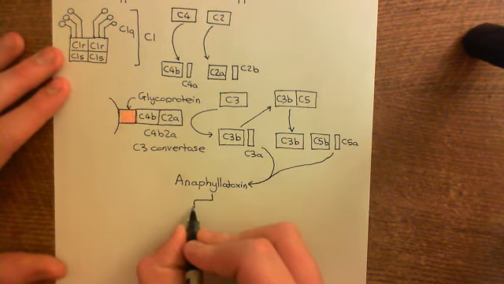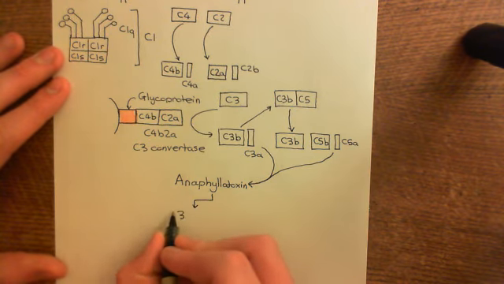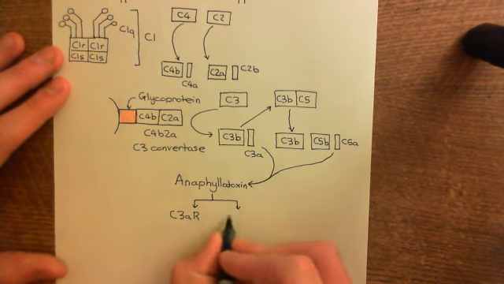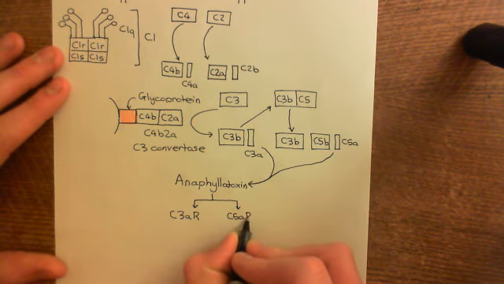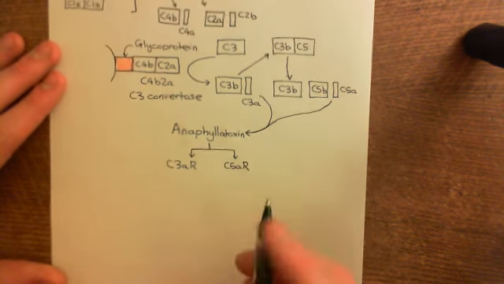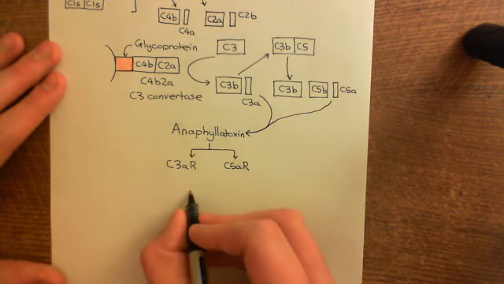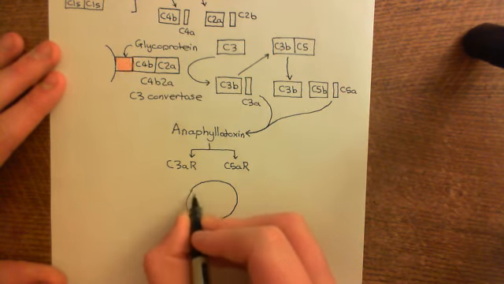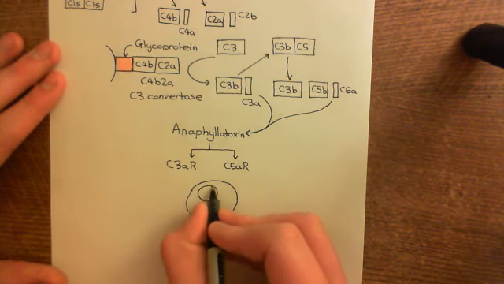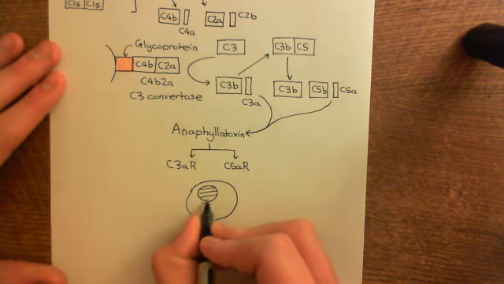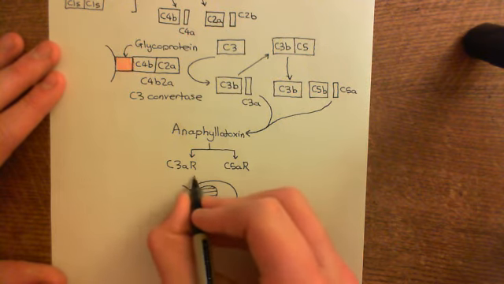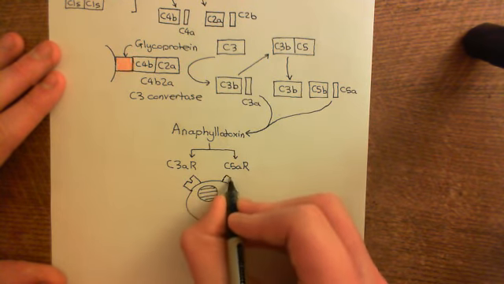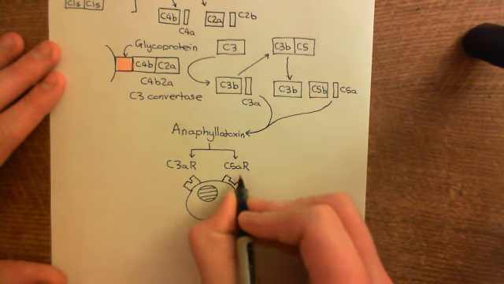So C3a will act on the C3a receptor on the surface of mast cells, and C5a will bind to the C5a receptor on the surface of mast cells, and both of these receptors will then activate the mast cell. So where have we got our mast cell here? Okay, so here is our mast cell, which remember is this type of sentinel cell. Okay, here's the nucleus of the mast cell, and on the surface of the mast cell you then have receptors for C3a, which is the C3a receptor here, and also a receptor for C5a, which is the C5a receptor here.